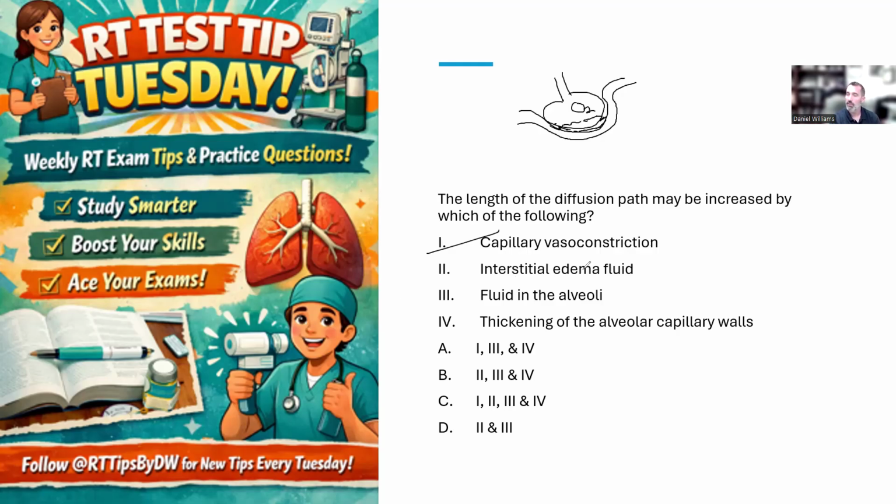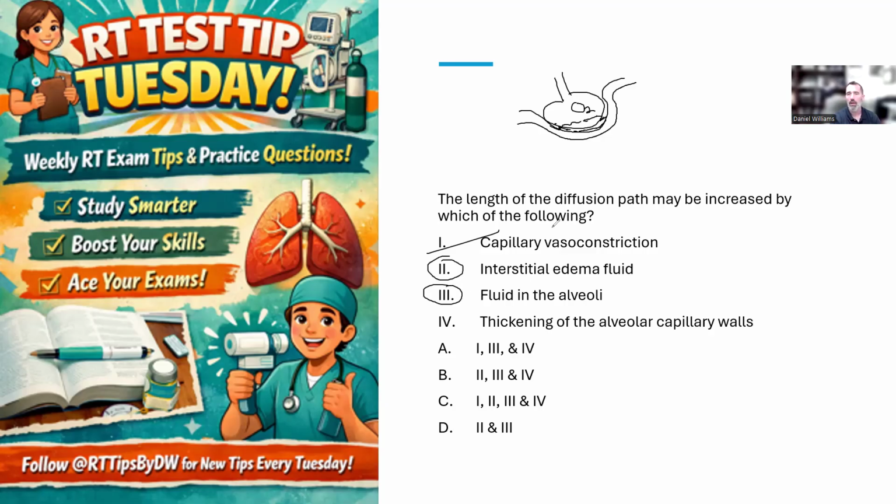Interstitial edema fluid or interstitial fluid. Well, that was one of the very things that we talked about as we were going over that anatomy. So yes, I will include two in the answer choice there. Fluid within the alveoli. We drew that in as we were going over and talking about what could increase the diffusion path length. So yes, I will include that answer choice as well.